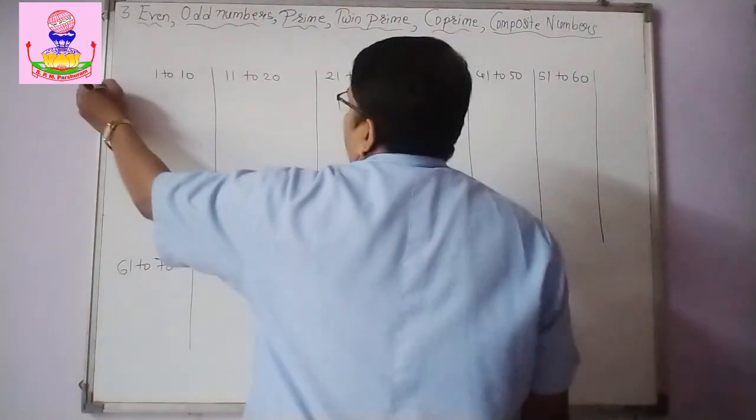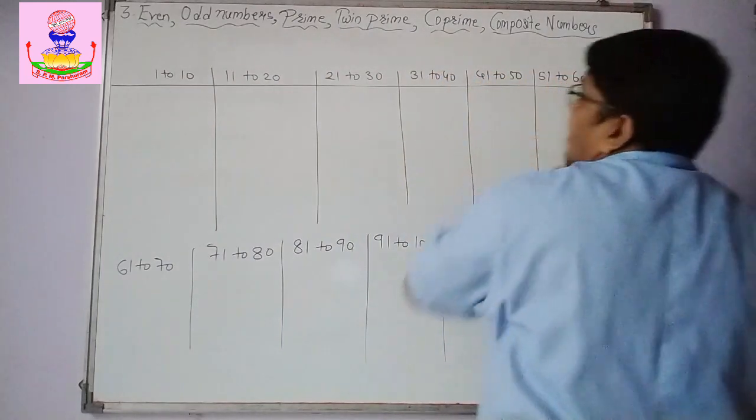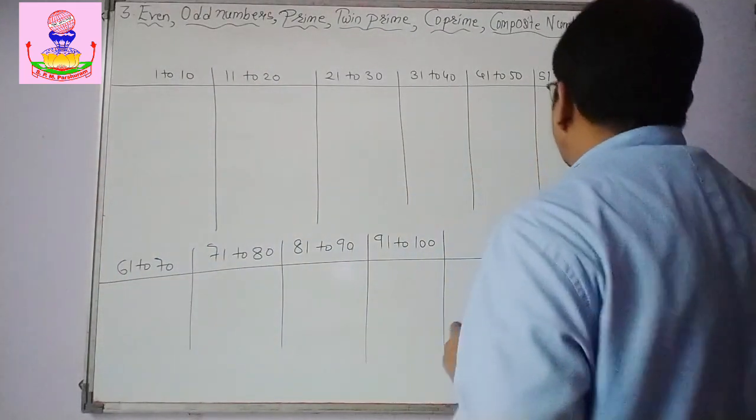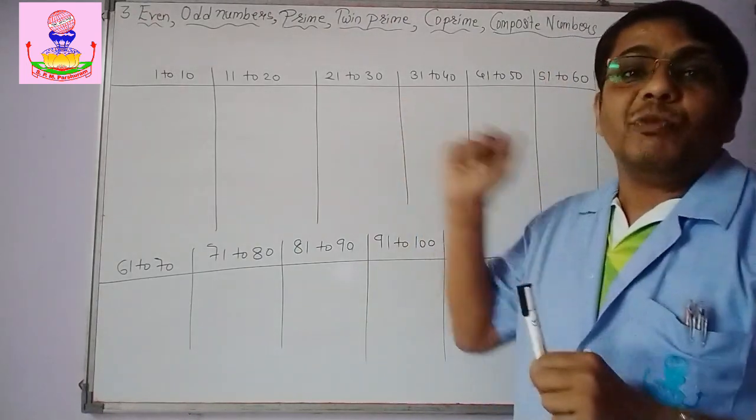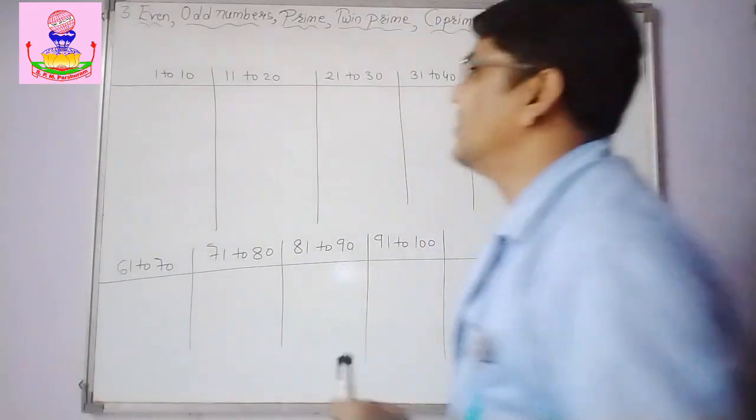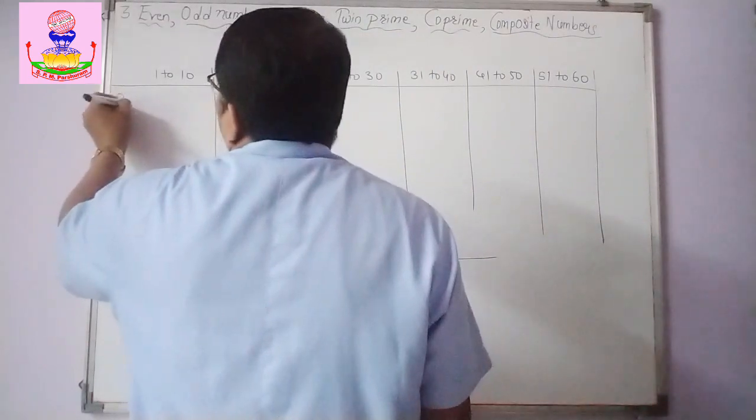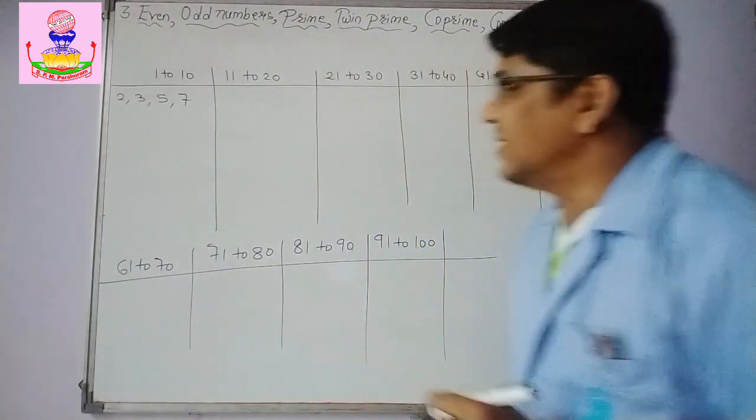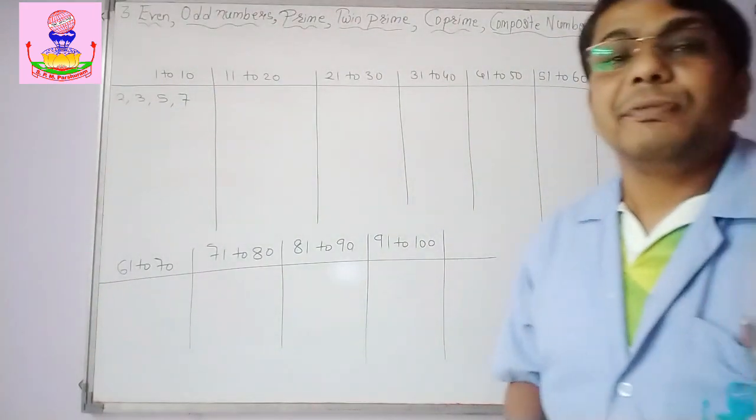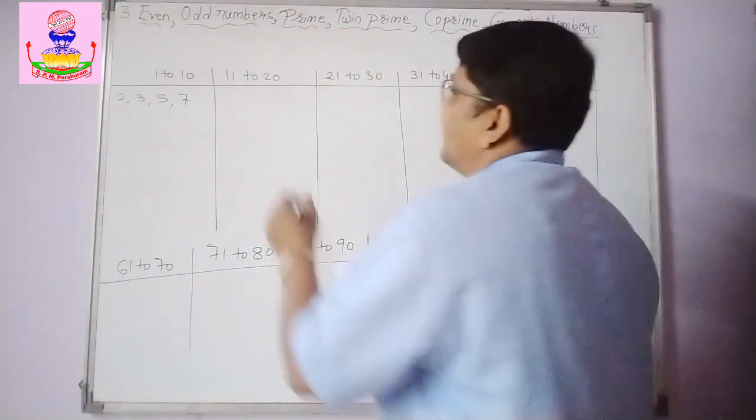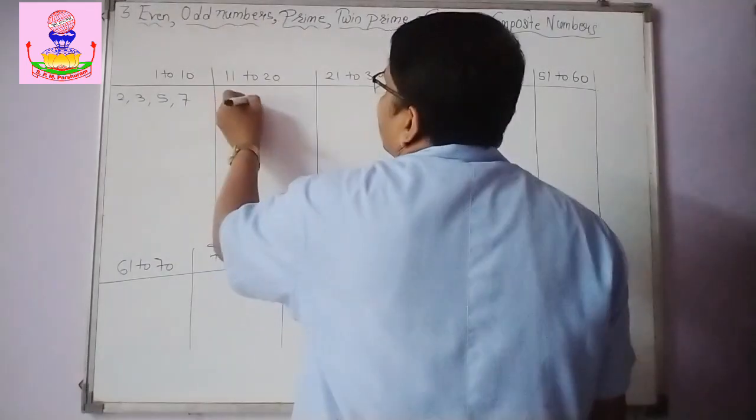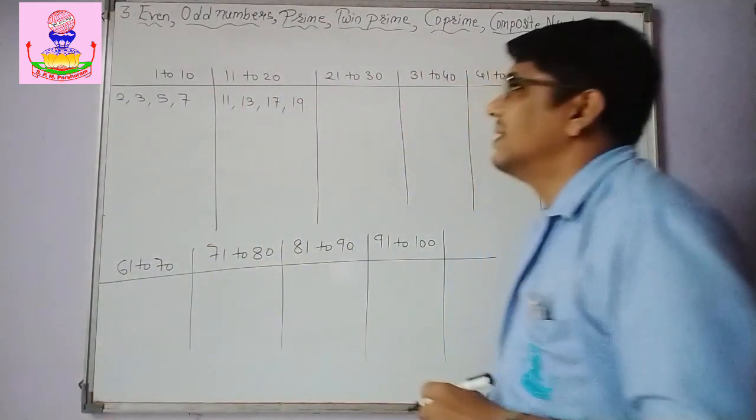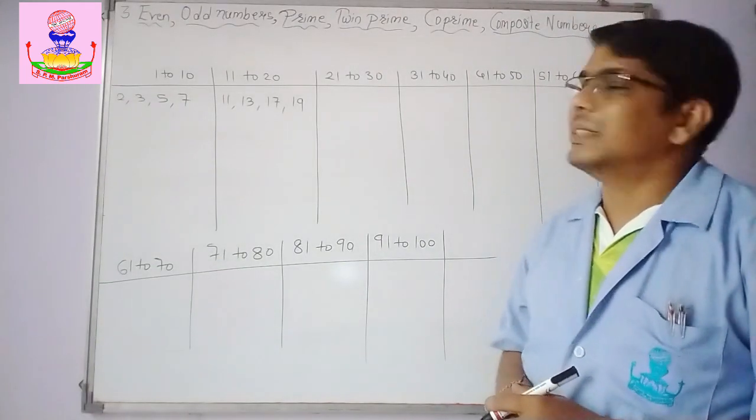Okay, so here what we will do, first we will find the prime numbers. Between 1 to 10, how many are they? 2, 3, 5, 7. These are the prime numbers, right? From 11 to 20: 11, 13, 17, 19. These are the prime numbers, right?